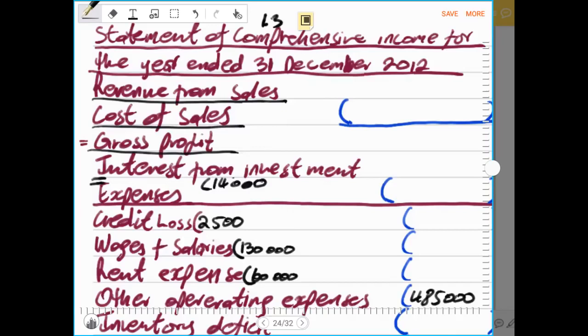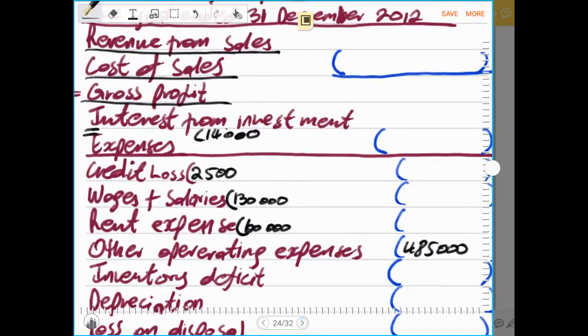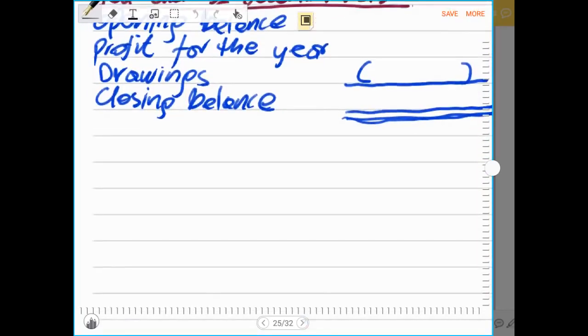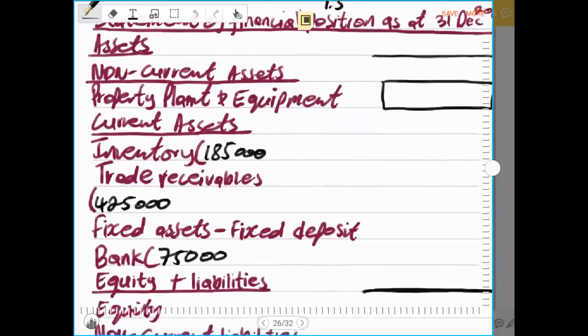So now I have the structure of my income statement with all the amounts that were already given. If you also want, you can open brackets and write revenue from sales, open brackets, write the amount, together with the cost of sales. Then I've also prepared the structure for the statement of changes in equity. Then lastly, I have the structure for the statement of financial position.